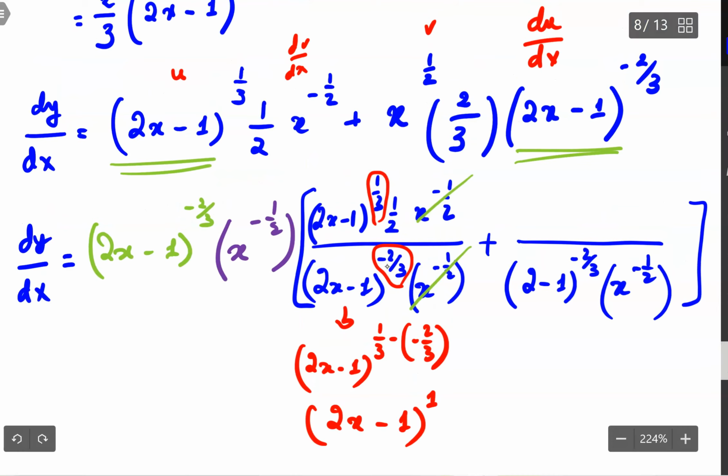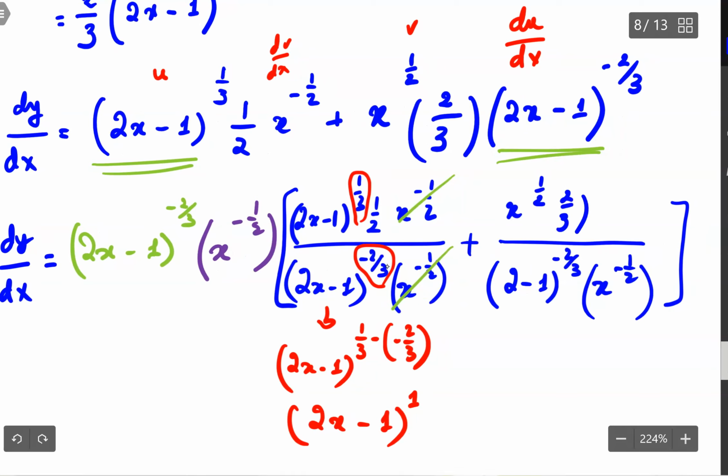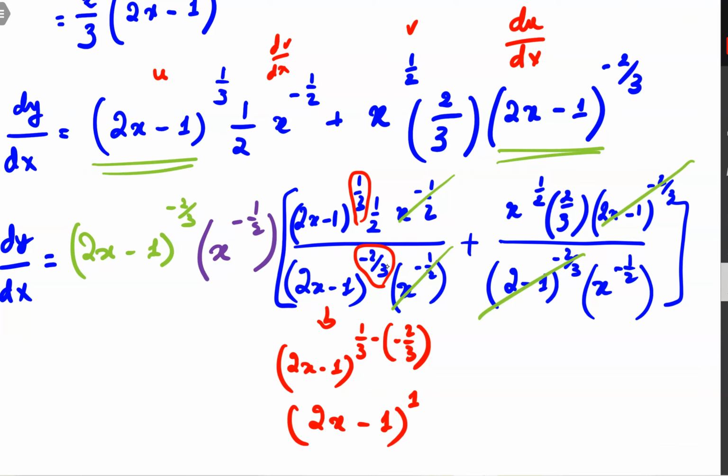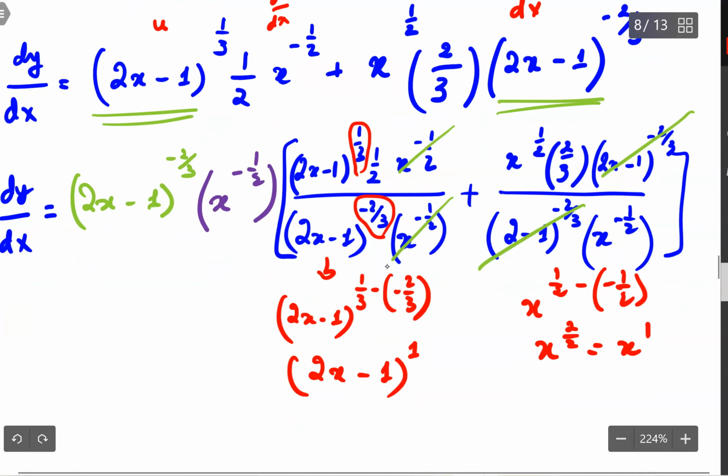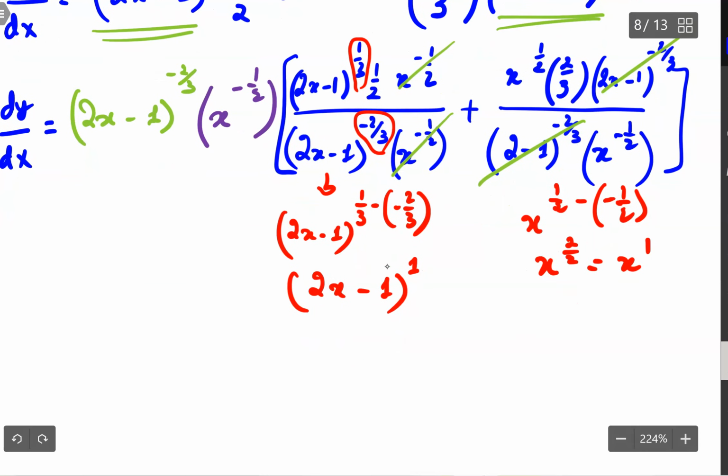So for this second part, I should have x to the 1/2, and then I have 2/3, and I have 2x minus 1, all of it to the negative 2/3. Obviously, the 2x minus 1 terms cancel out. The 2/3 is still left over, but now you have x to the 1/2 subtract the negative 1/2. So then you have x to the exponent 2/2, which is x to the exponent 1.